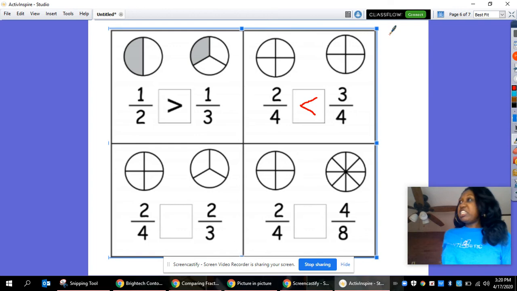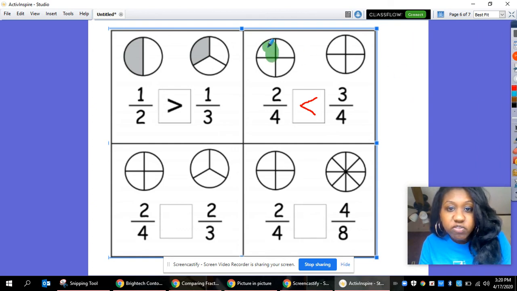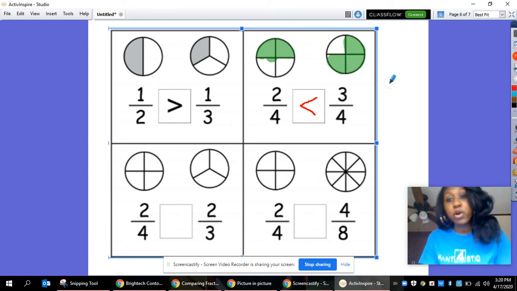And I can show this by shading it in. So visually I can see what 2/4 looks like. And I can also see what 3/4 looks like. And I can see that 2/4 is less than 3/4. 3/4 is more. Okay, let's go on to our next problem.